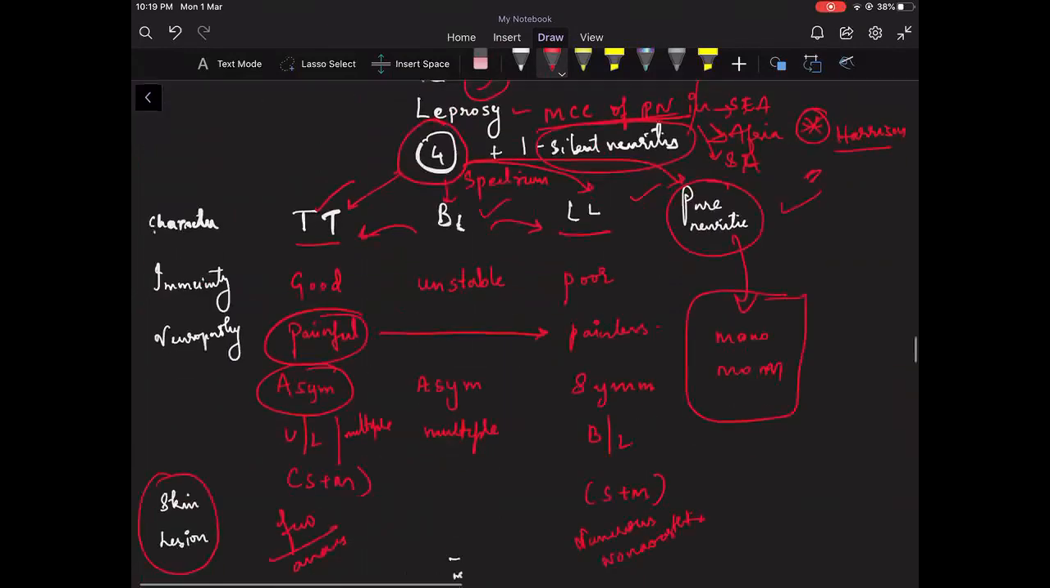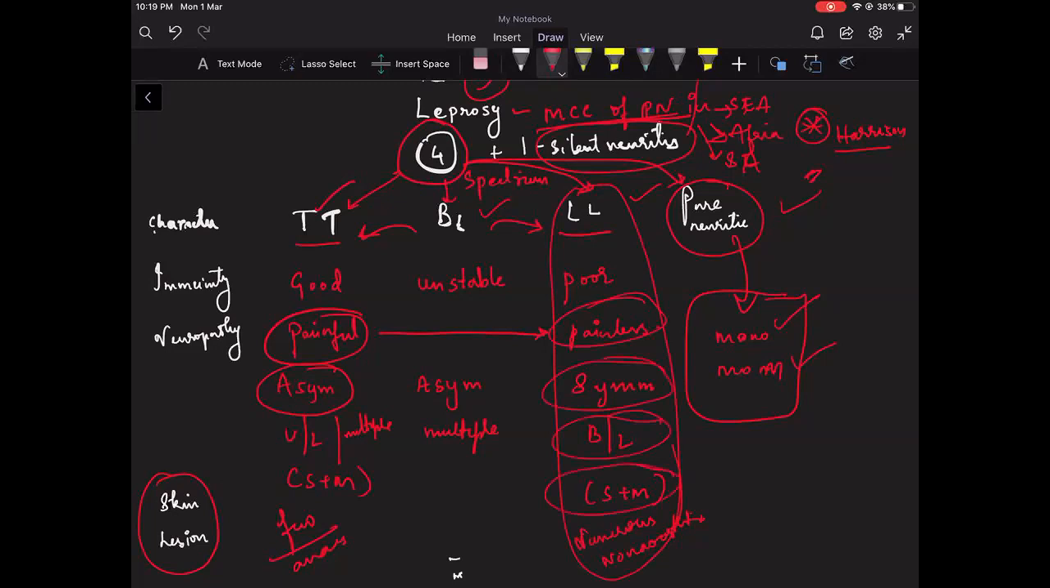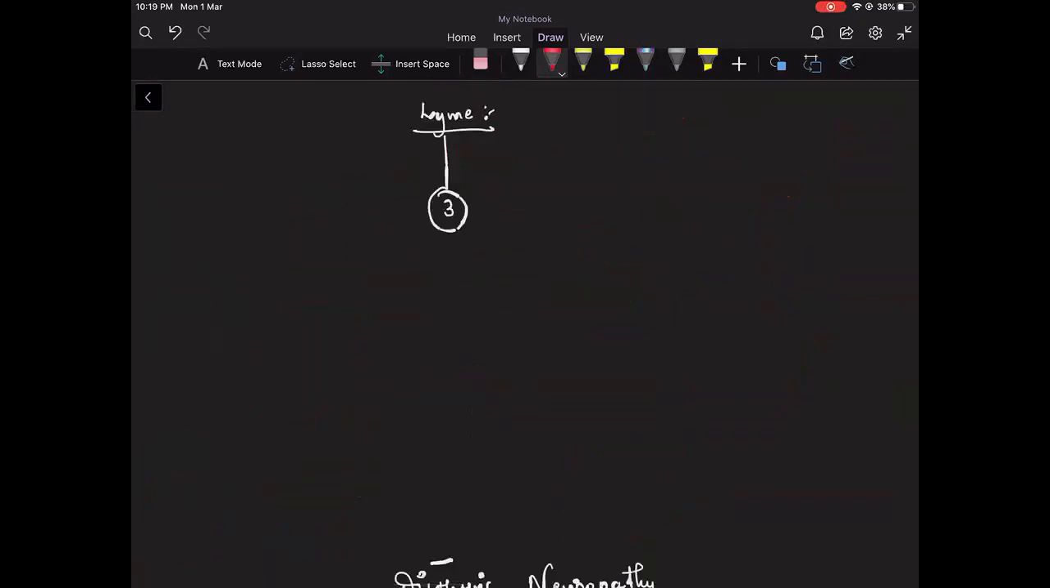In the pure neuritic type, ma'am, the patient will predominantly present as mononeuritis or mononeuritis multiplex. Lepromatous leprosy is usually painless, symmetrical, bilateral involvement with both sensory and motor involvement. Tuberculoid and borderline will have painful asymmetrical, unilateral sensory motor involvement. In the pure neuritic type, one thing to remember is it can present as mononeuritis or mononeuritis multiplex. Coming to Lyme disease, it is caused by Borrelia burgdorferi.